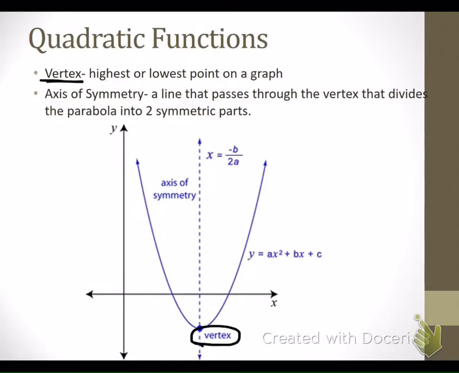If my parabola was to open down, where would the vertex be? Would it be the highest point, or the lowest? It would definitely be the highest. So that's your vertex.